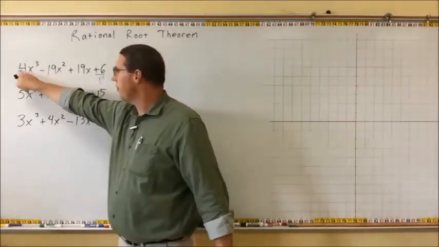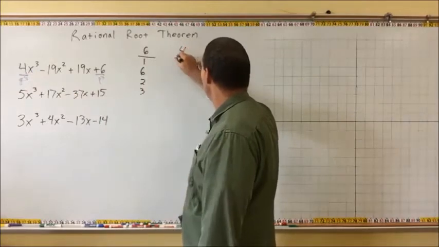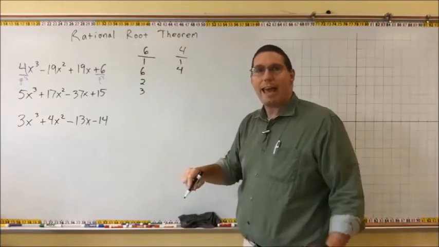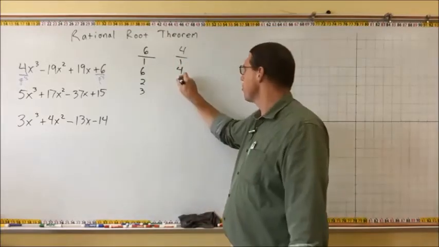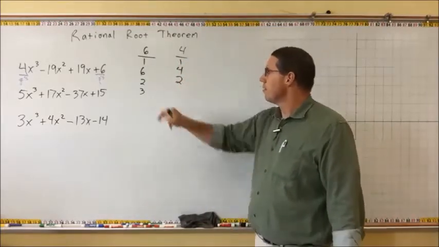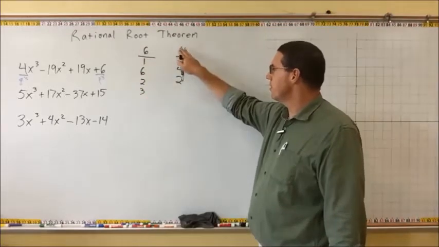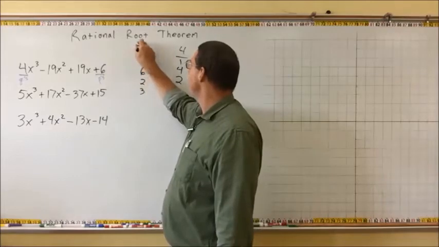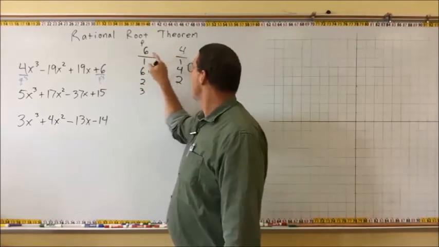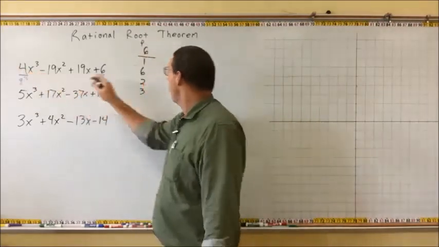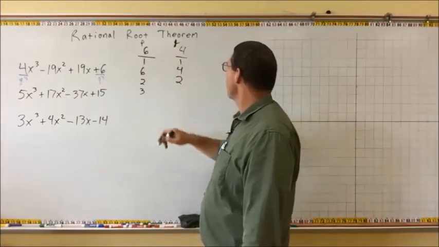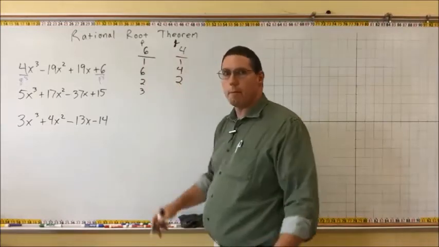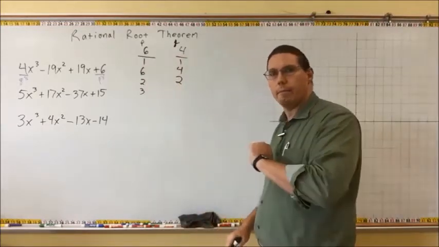We're going to do the same thing to 4. What are all the whole number factors of 4? Well, 1 times 4 is equal to 4, and 2 times 2 is equal to 4, so we're just going to put a 2. So these are all the whole number factors of 6, and these are all the whole number factors of 4. The numbers at the end are called the p's, and the factors of the number at the beginning are called the q's. Then we're going to put all of these numbers over all of these numbers one at a time.